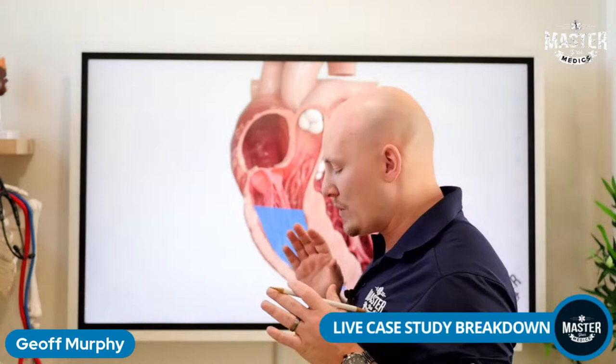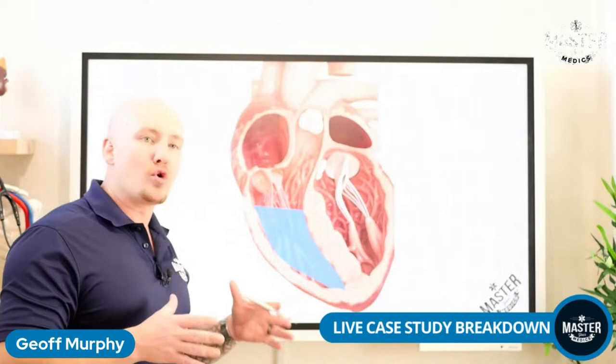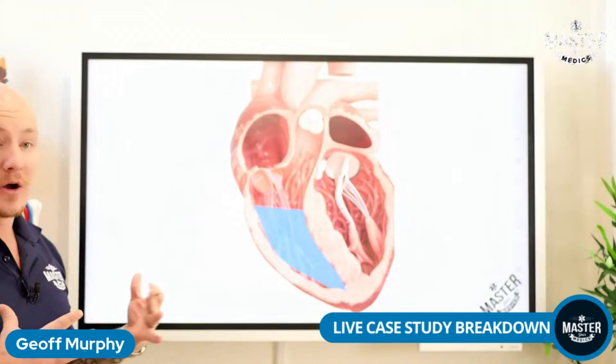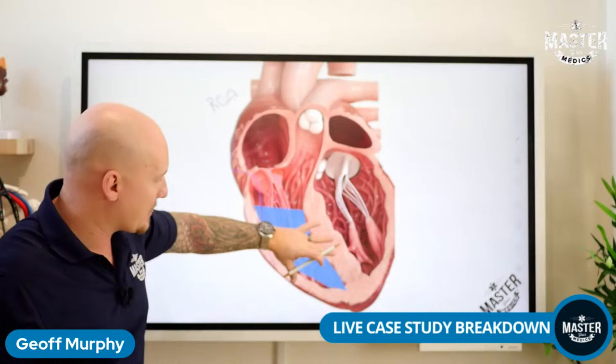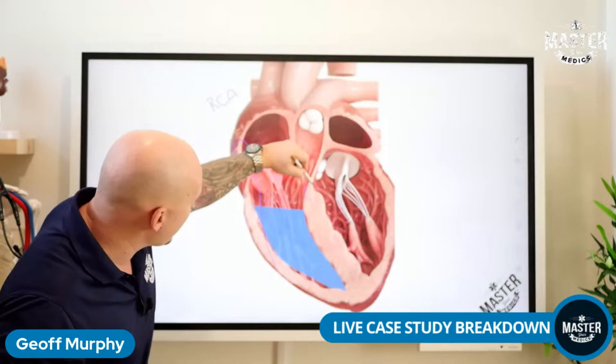So let's talk about what's happening inside the heart. When you have an inferior myocardial infarction, you're typically dealing with the right coronary artery, or what we call the RCA, that's going to be blocked somewhere along its track. Now, the right coronary artery wraps around like so. It's not only feeding this right ventricle and part of the septum, it's also feeding the SA node and the AV node. So it's feeding a lot of the electrical components that drive our heart rate.